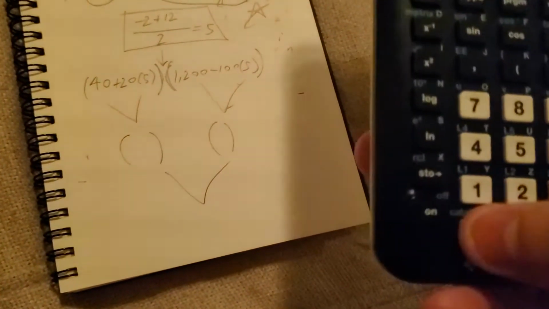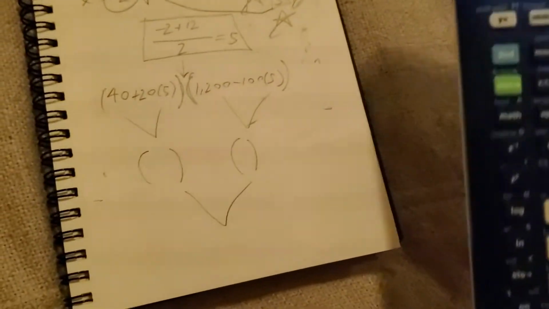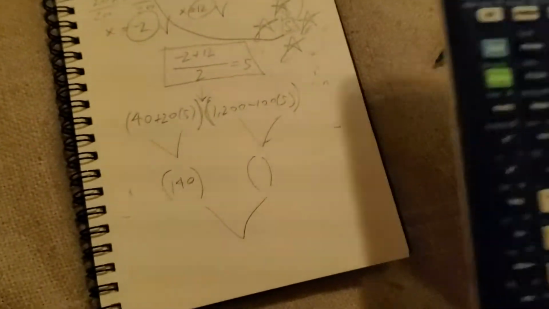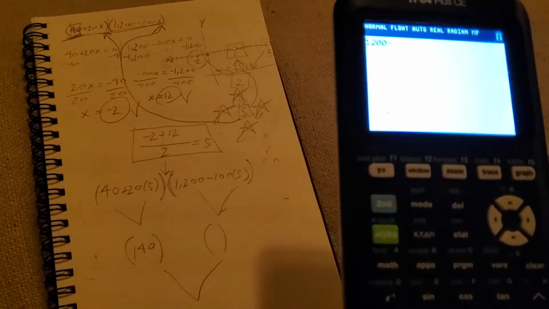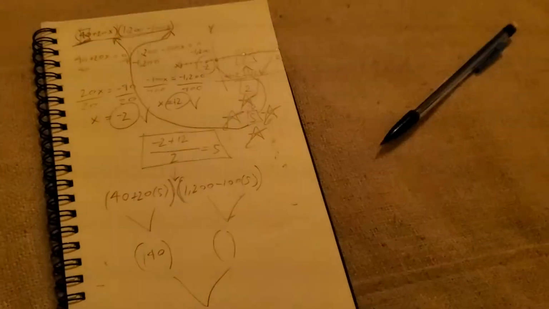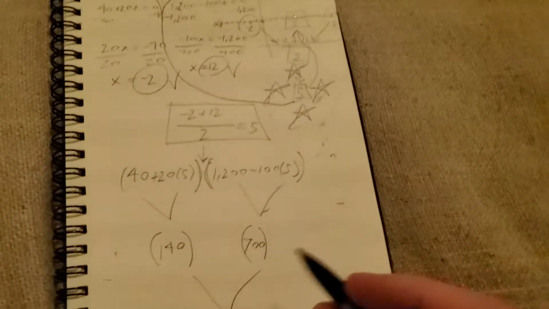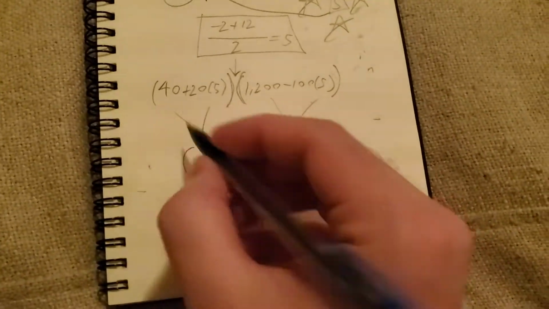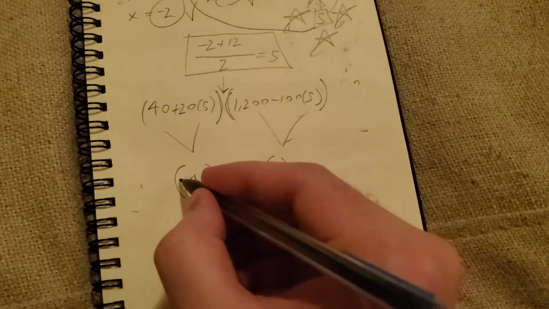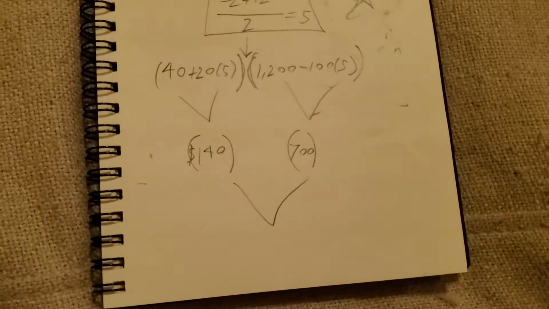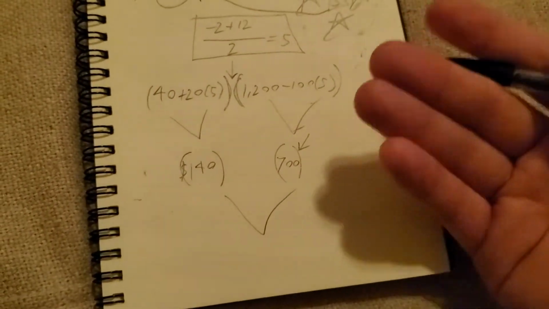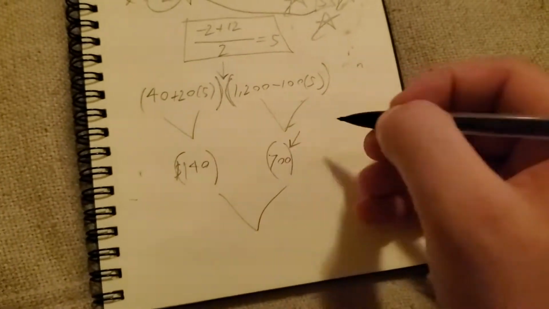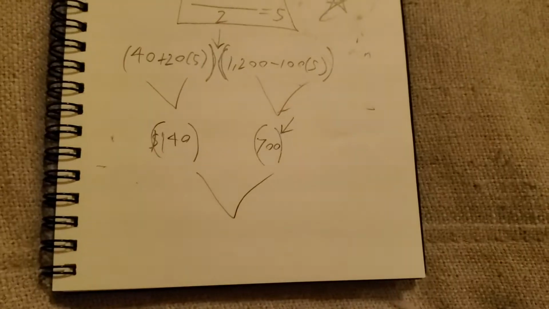Specifically, 40 plus 20 times 5 is 140. And then 1,200 minus 100 times 5 is 700. Specifically, what we're looking at here is the price point where maximum revenue is going to be reached for the shoe. And this right here is giving us the demand, how many people we can expect to buy that shoe at this price point, which would give us our maximum revenue.